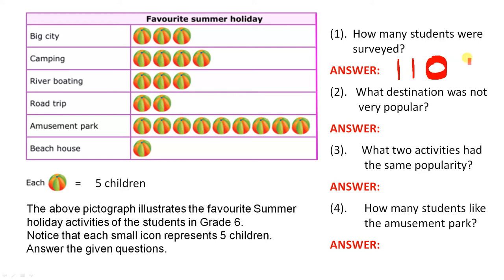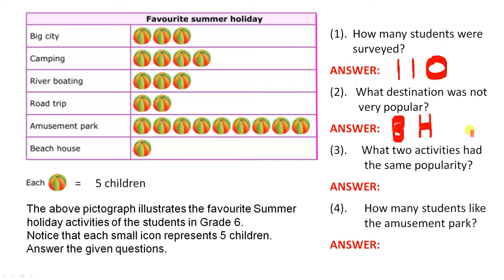What destination was not very popular? Have a look at the information and see if you can work that out. Can you see here this destination has the least number of icons? It's only got 1. So the answer there is the beach house. Just to save time, I'll just do the letters. And that stands for beach house.